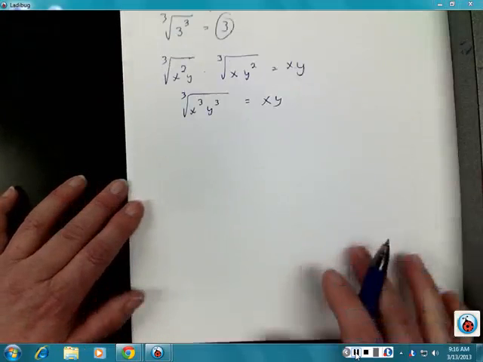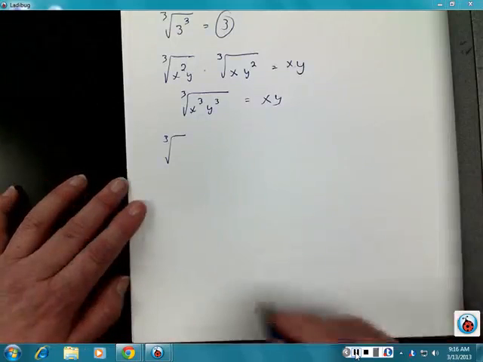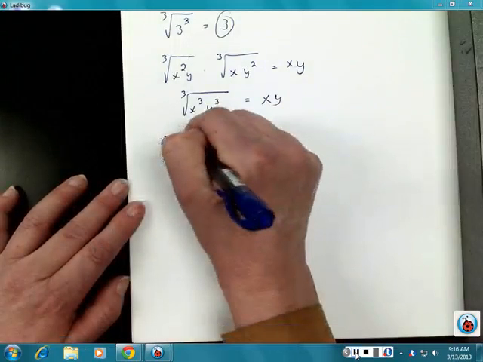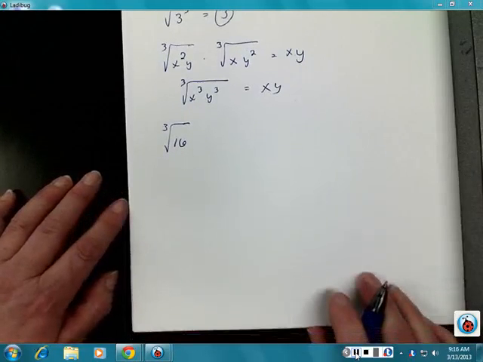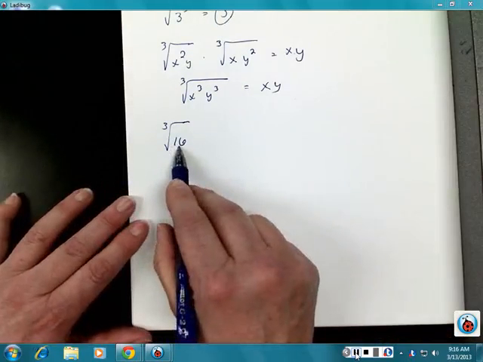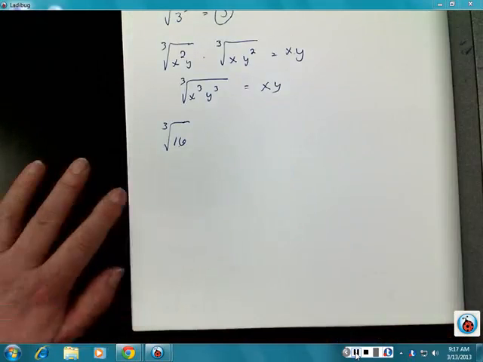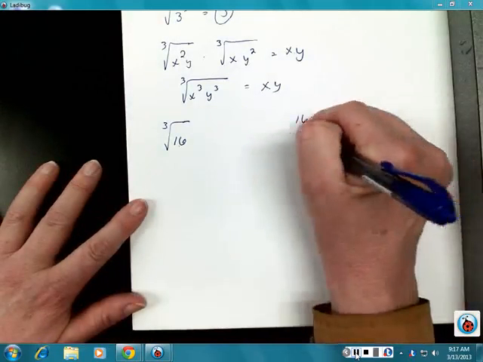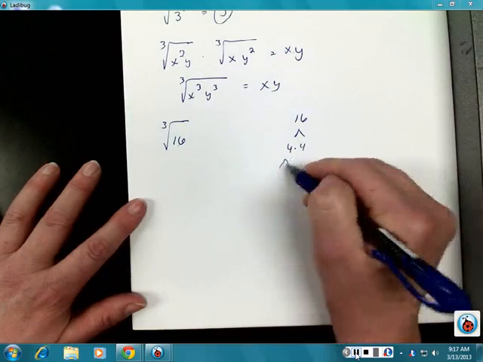Alright? So what if I had the cube root of 16, and I need to figure out what in the world can I do to get rid of that radical piece? Well, 16, I need to break it apart, right? Because 16 is not simplified, if you take a look at what Hawks does. 16 is made up of 4 times 4.